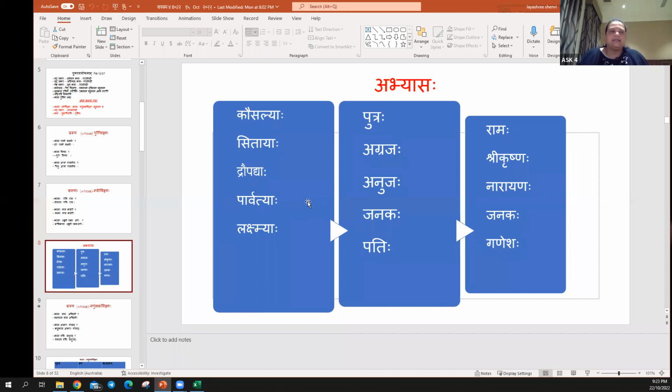Ikaranta strilinga. All right. That we have to keep in mind now. Whenever we see a word, we have to think what it is. Then it will be easy. Kasyaha patihi Narayanaha. Lakshmiyaha patihi Narayanaha. Lakshmi is ikaranta strilinga. So Lakshmi becomes Lakshmiya.